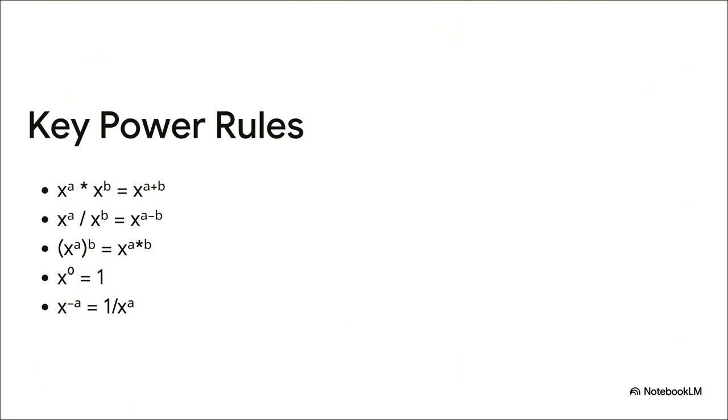Seriously, burn these into your brain. When you multiply two terms with the same base, you just add the exponents. Easy. When you divide, you subtract them. And if you raise a power to another power, you multiply the exponents. Oh, and don't forget, anything to the power of 0 is always 1. And a negative exponent just means you flip it and put it under a 1. Getting these down will make logs feel like a walk in the park.